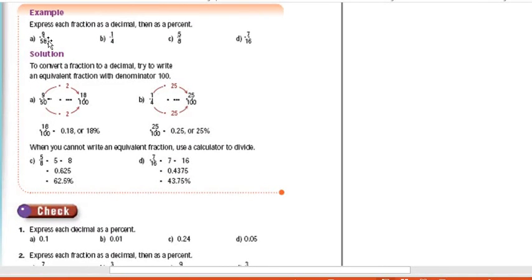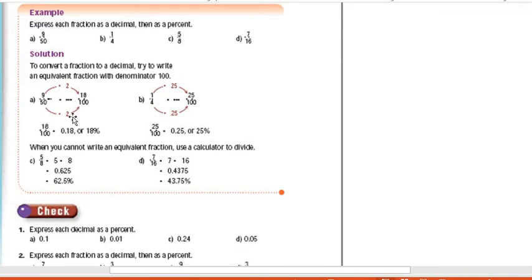Here, 9 over 50. How do we convert 9 over 50 into a percent? Okay, here I want to make the denominator equal to 100. 50 times 2 equals 100. So when I multiply here by 2, I have to multiply the numerator also by 2. These are the steps, okay?